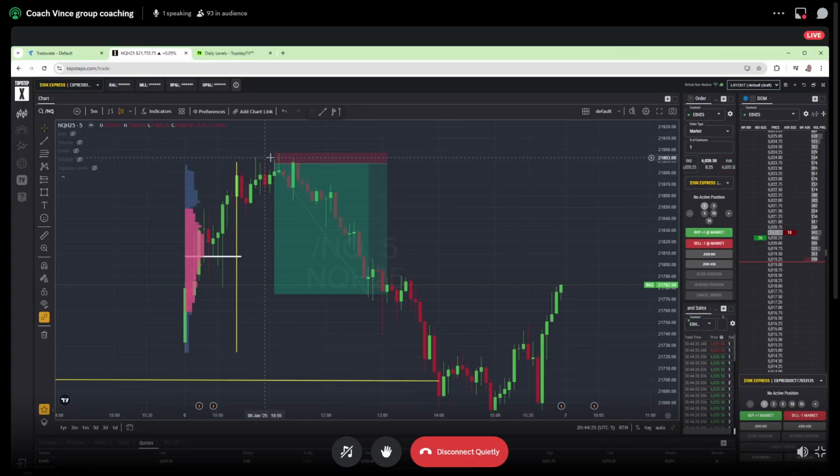Every time it got to the IB high, it failed. Time and time again. One, two, three, four, five, six, 7 times it failed to break out. And it rotated back into the range. And then finally they gave it up.